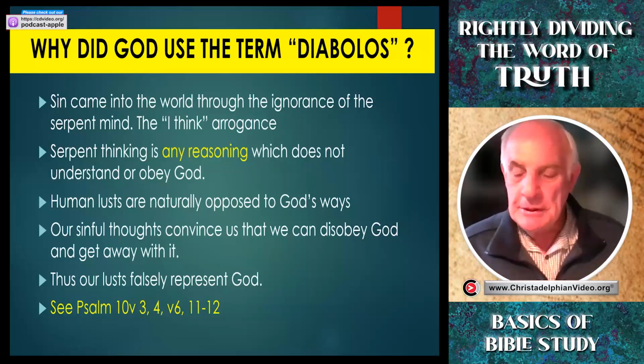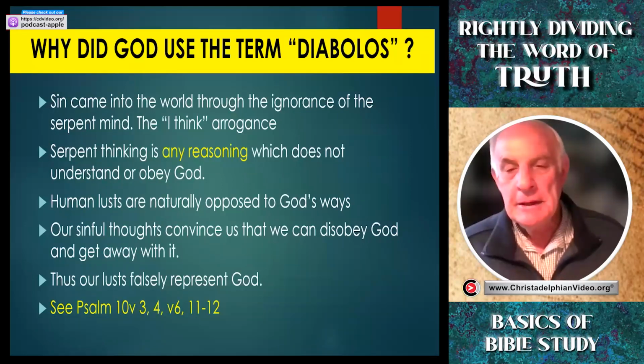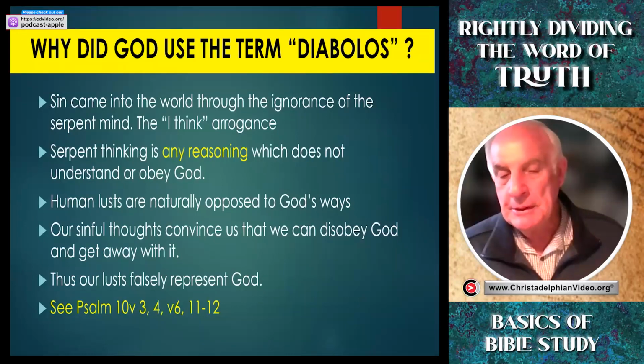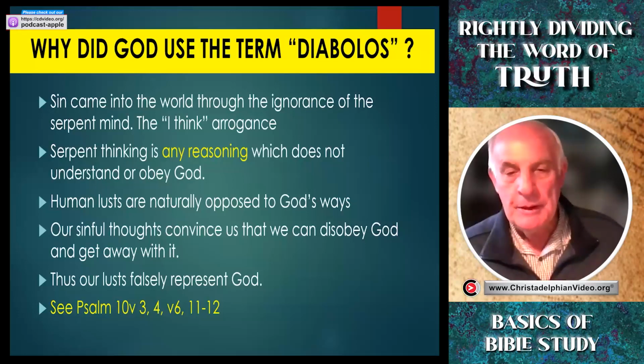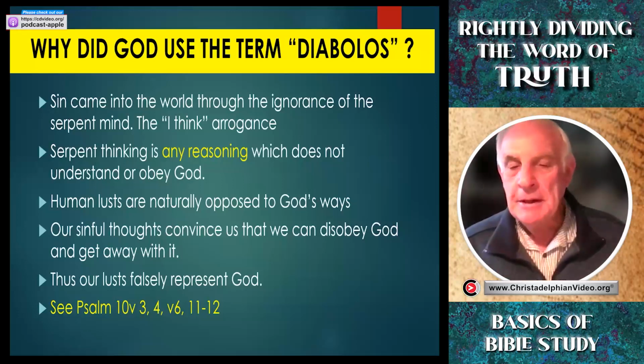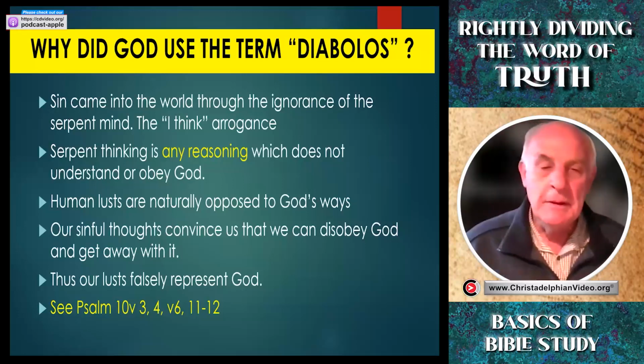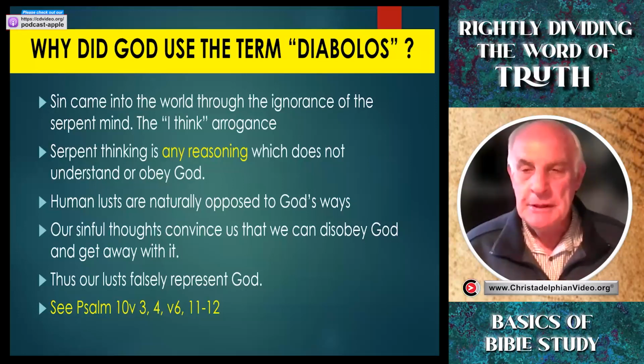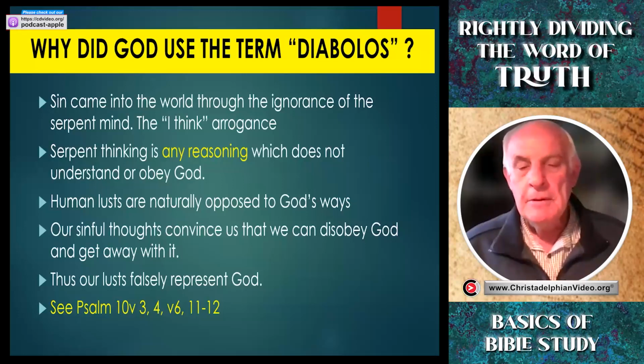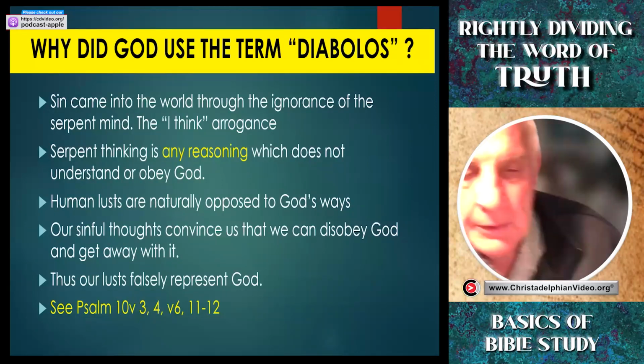And so right from the outset, God puts natural thinking, or any thinking that leaves God out of account, any thinking that says, I'm not going to listen to God, becomes serpent thinking. And human lusts, our natural inclinations we're born with, are naturally opposed to God's ways. Our sinful thoughts convince us that we can disobey God and get away with it. Just like Adam and Eve thought they could get away with it, we convince ourselves that we can get away with sin and disobeying God. So God uses the term diabolos of this tendency of human nature to disobey God and to follow its own reasoning rather than to follow what God has said.